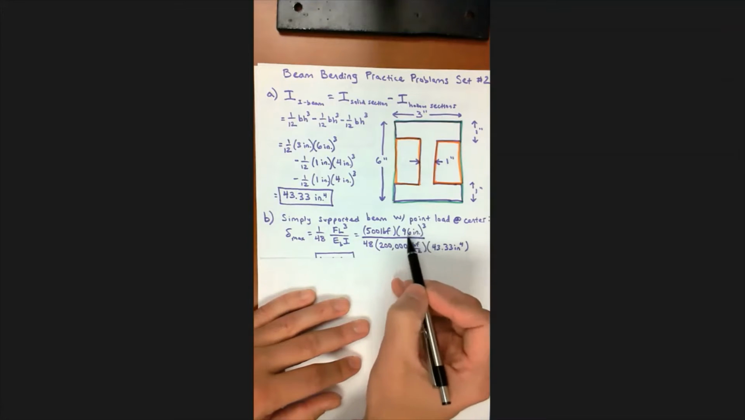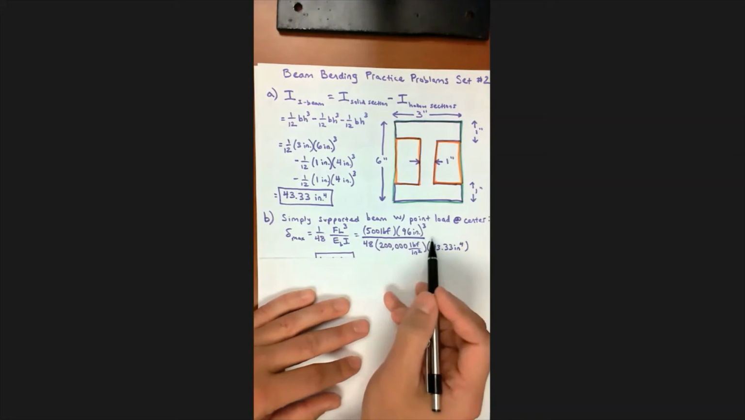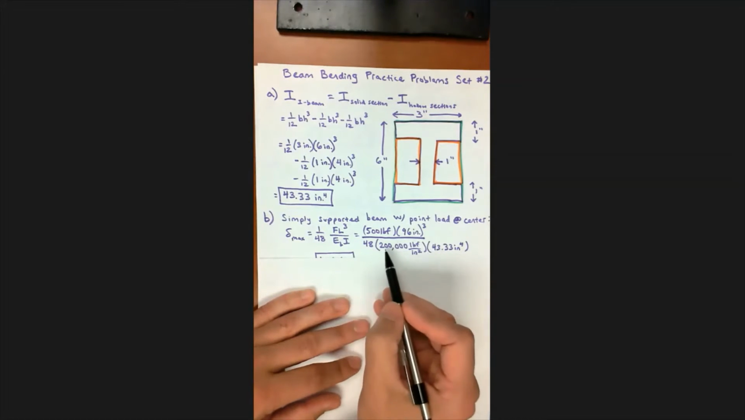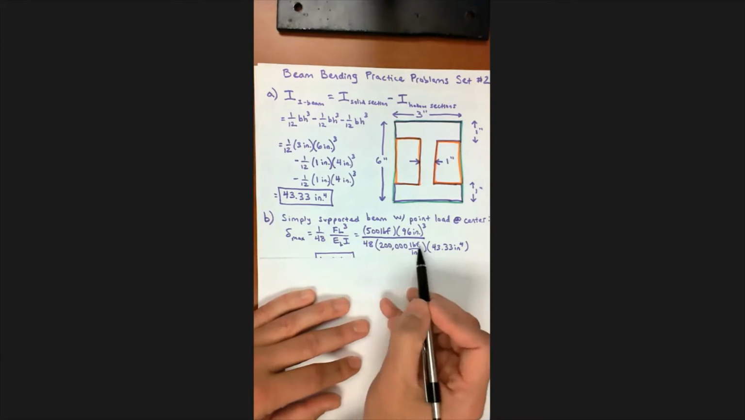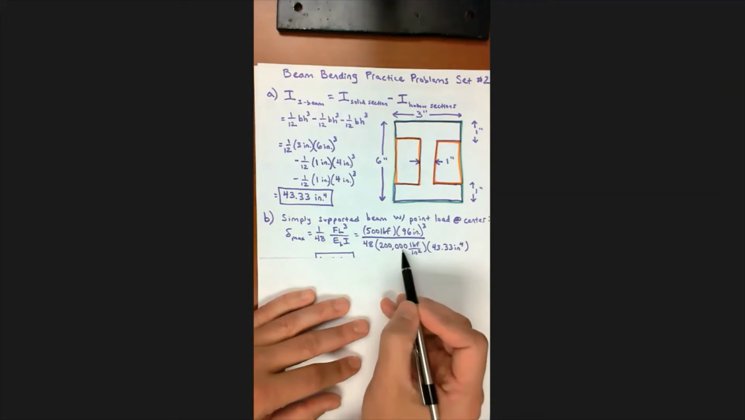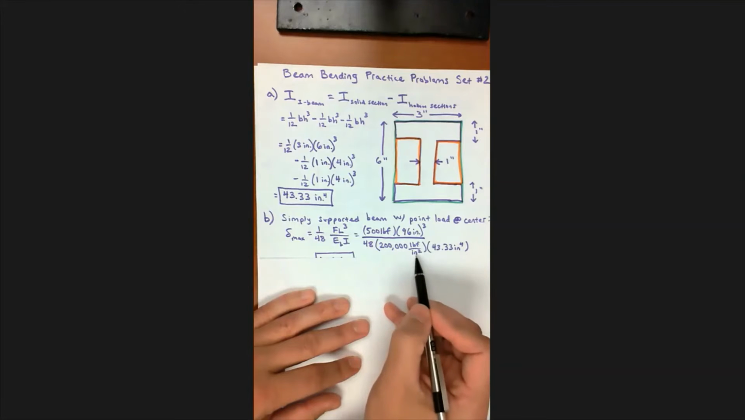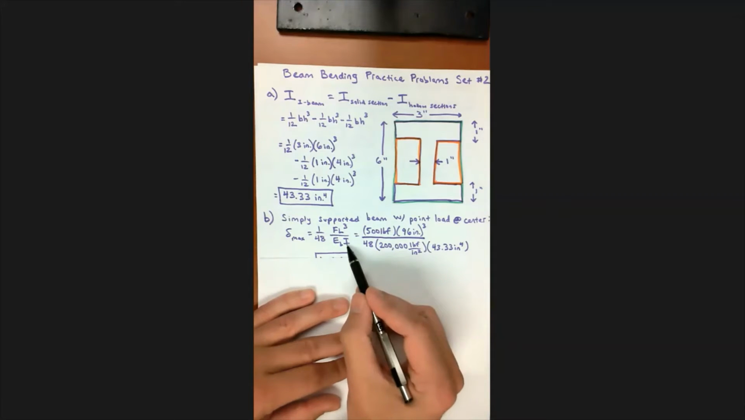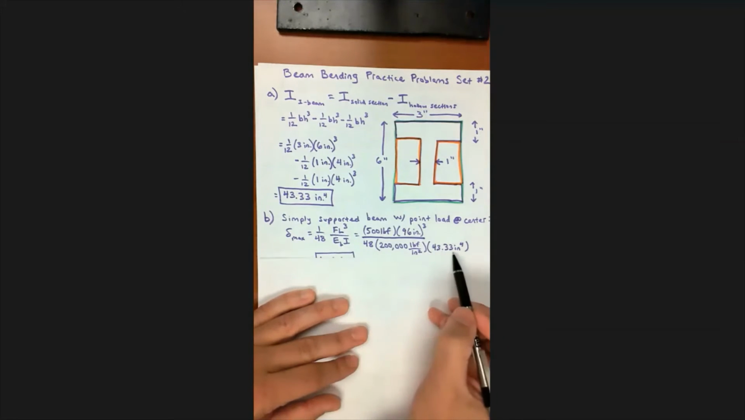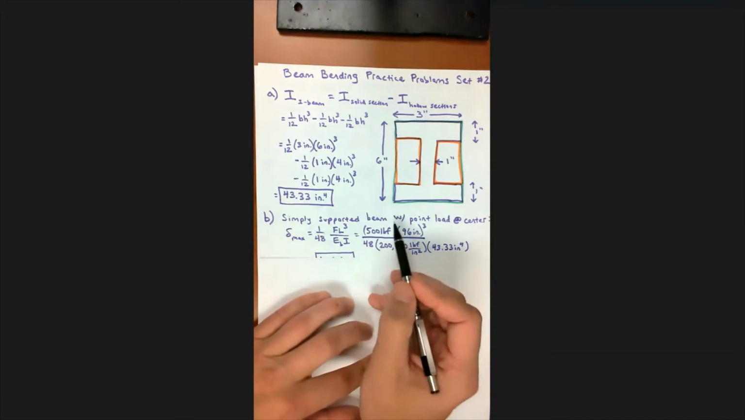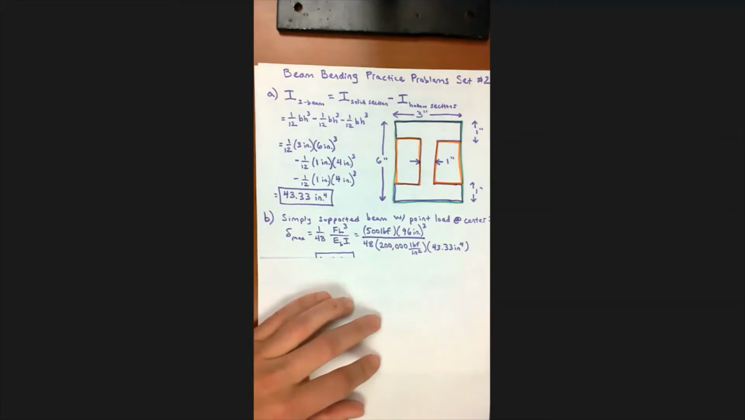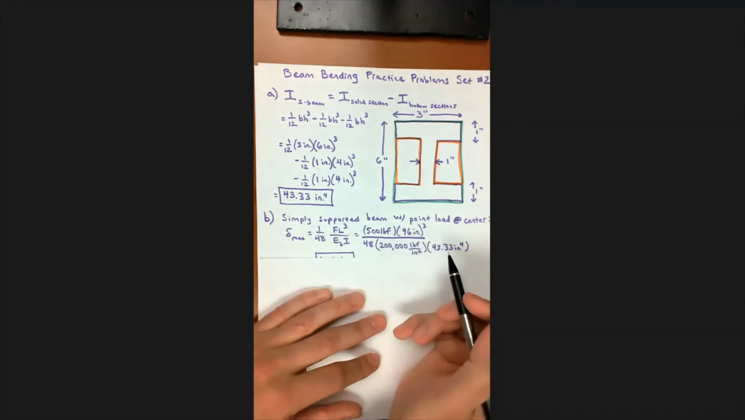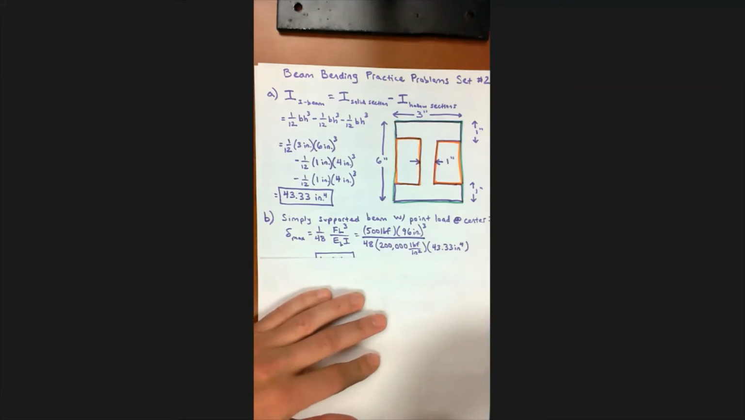You're going to have to cube that. And then in the denominator, you have your 48 and you have your flexural modulus, which is given to us, 200,000 PSI, which is pounds force per inch squared. And the moment of inertia, we just calculated, and it's 43.33 inches to the fourth. All right, so plug these numbers into your calculator, but also take a look at the units and make sure the units cancel out. So what do we got?